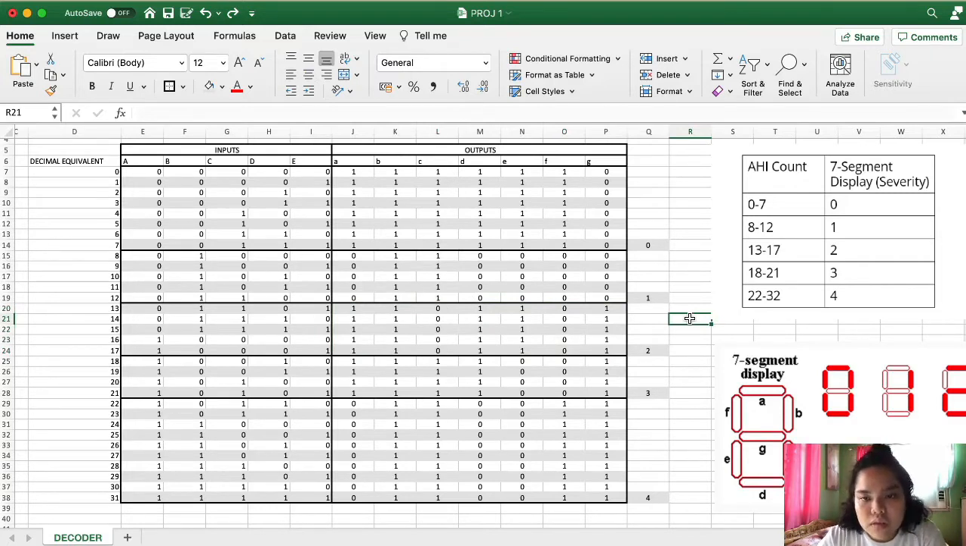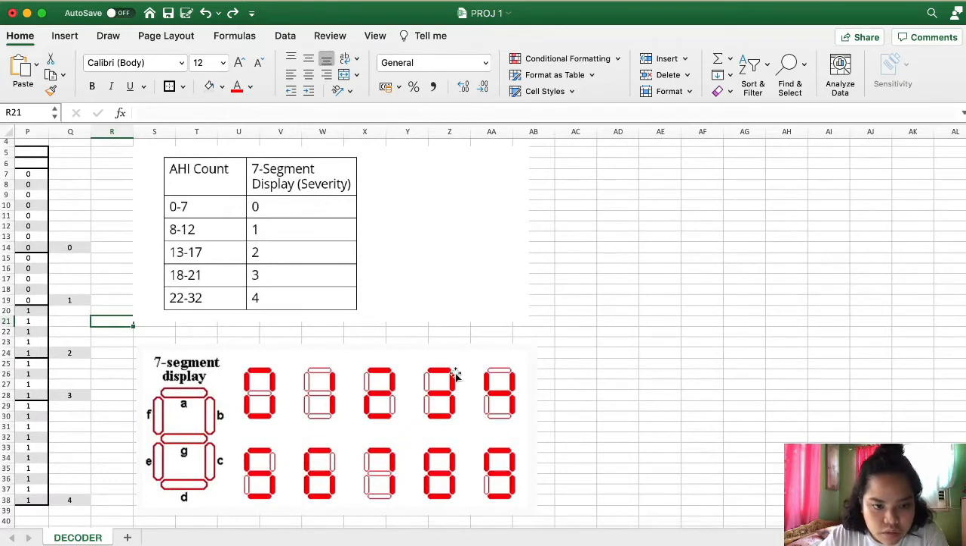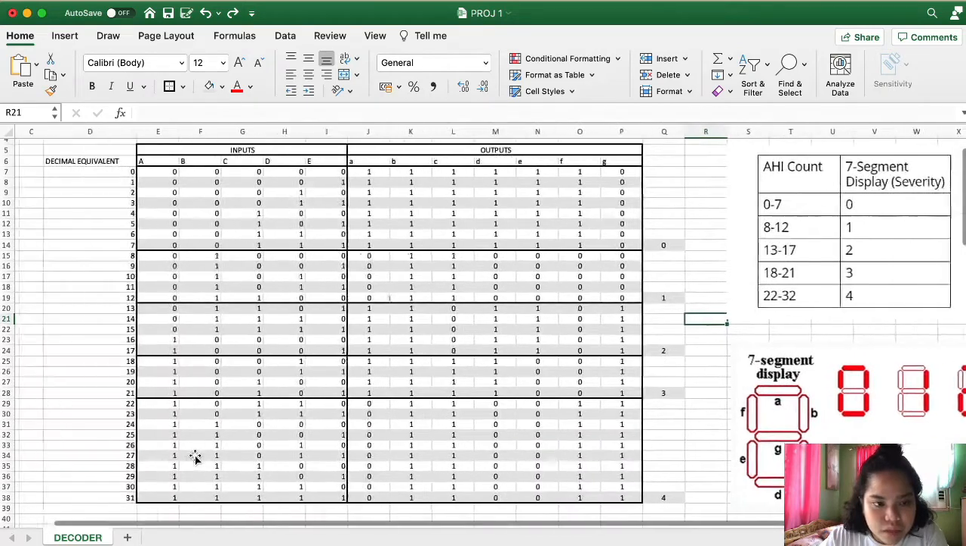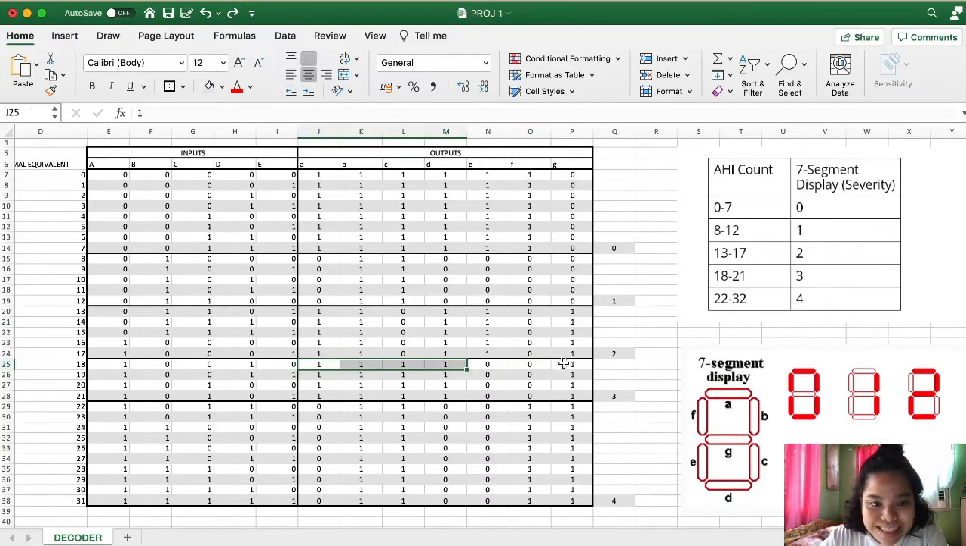Then moving on, for AHI count 18 to 21, when it falls in that range, we would want the 7 segment display to display the decimal number 3. So again, looking here at our 7 segment display, if we would want it to mimic decimal number 3, all the segments are lit except for segments E and F respectively. So E and F should be 0, everything else is 1 because it is lit. So the same is true from 18 to 21 for the AHI count. So these are its corresponding cells for its outputs A to G.